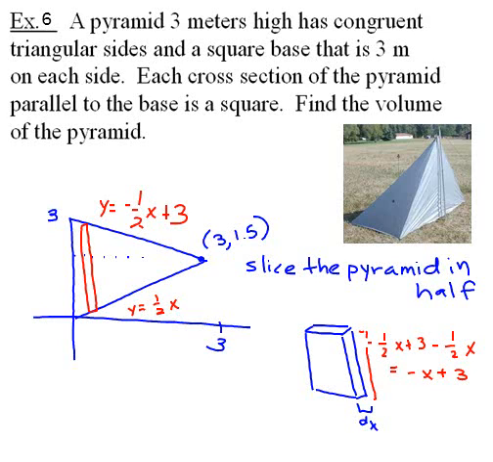The cross sections of the pyramid are squares, but remember that we sliced the pyramid in half so that it would be flat on one side. So the height of each half square standing up over the triangle in our diagram will be half of the width we just found, or negative x plus 3 divided by 2.